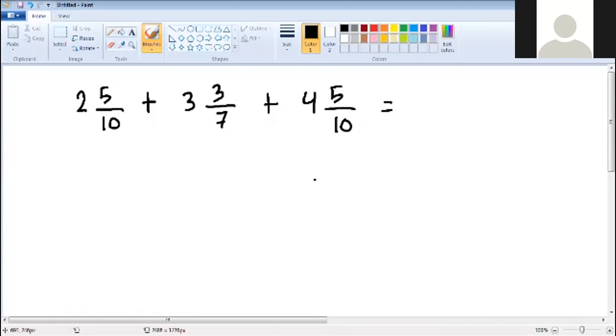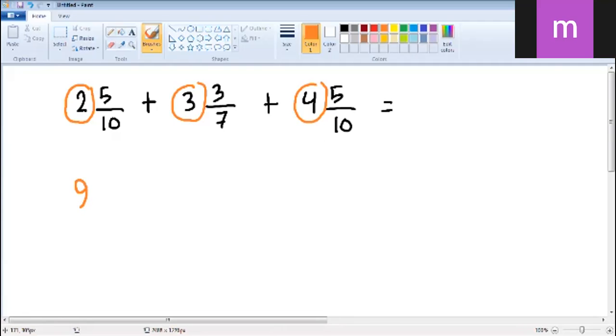First, we're gonna add the whole numbers. Yeah, that's right. So don't say associative or commutative. Forget about them now. Forget about them at all, okay? Only add 2, 3, and 4. What is the answer? 9. Just write 9 down here.